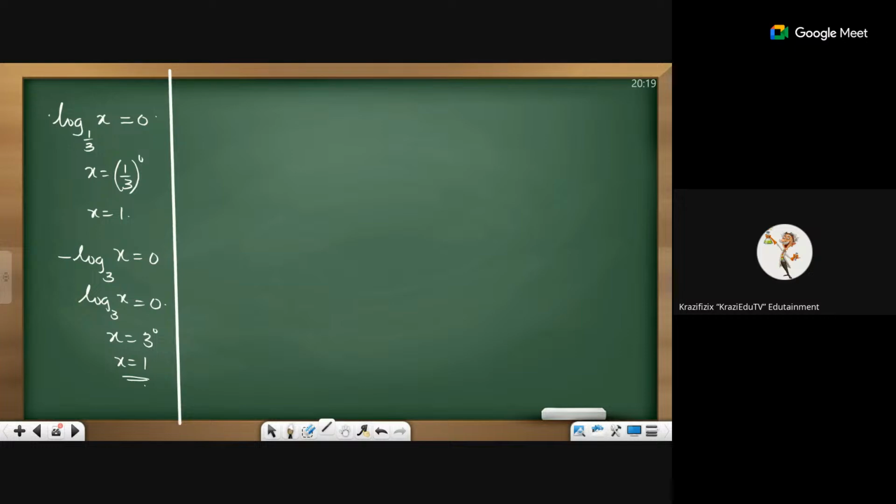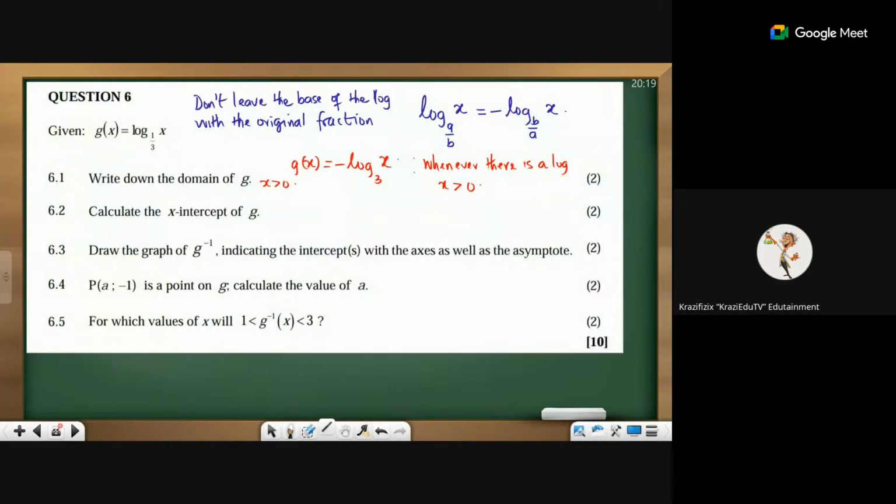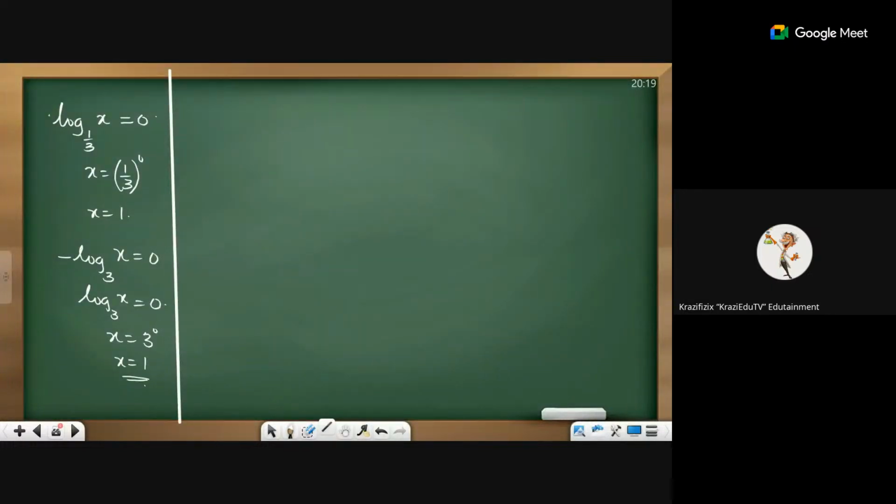Okay, let's jump quickly, we're running out of time. What's next? Sketch the graph of the inverse, indicating what? Okay, can we write down the inverse first? What is our g of x again? Negative log of x, which is y. Are we there? So what's the inverse? Anywhere we see x, what do we write? So what is it? X equals what? Negative. Can we get rid of the negative first? Divide both sides by what? Negative.